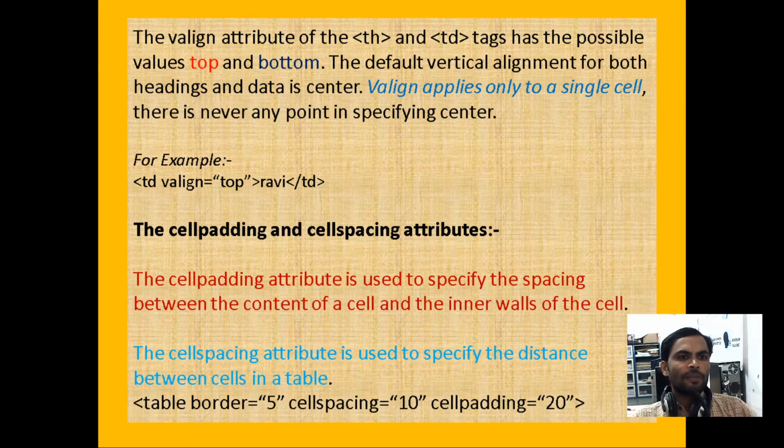The valign attribute of the TH and TD tag has possible values top and bottom. The default vertical alignment for both heading and data is center. Vertical alignment applies only to the single cell. The values for vertical alignment are top and bottom.